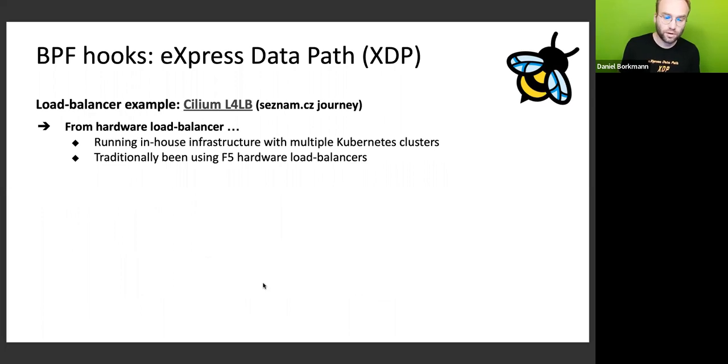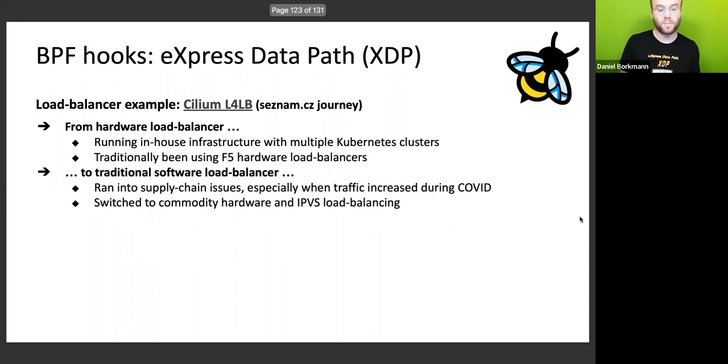So to give you an example around load balancing. In Cilium, we have an XDP-based layer 4 load balancer, and we recently had an interesting user story from a website called, I think, Seznam. It's a Czech website, a search engine provider, which is quite popular in the Czech Republic. And they actually went on a journey from, they initially had hardware load balancers. In-house, they have a couple of Kubernetes clusters, and they've been using F5 hardware load balancers.